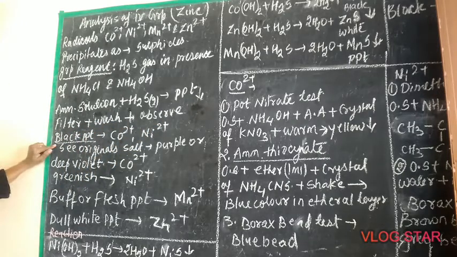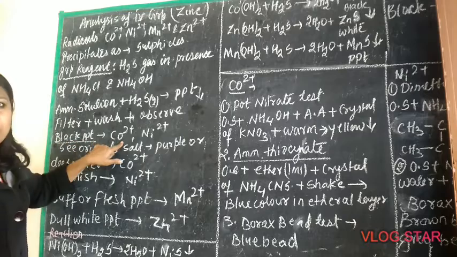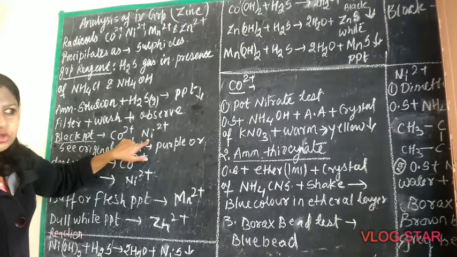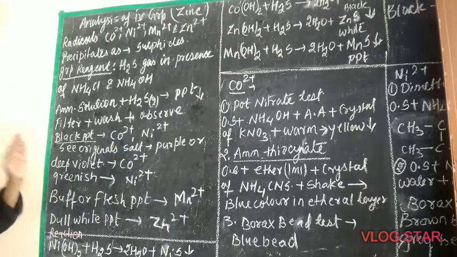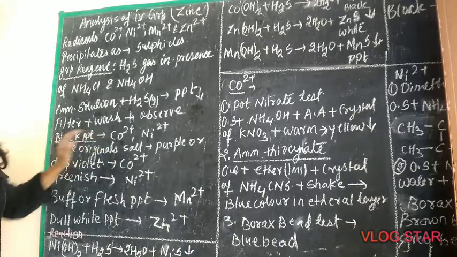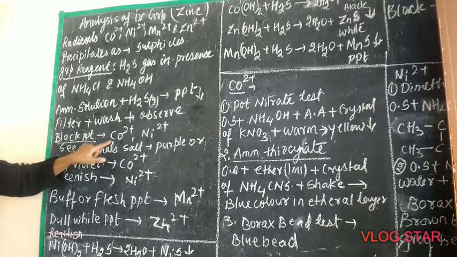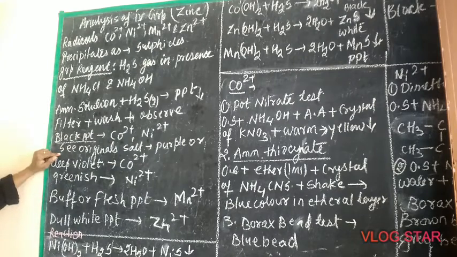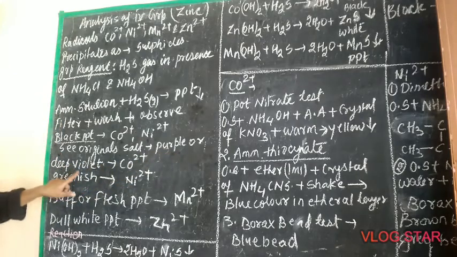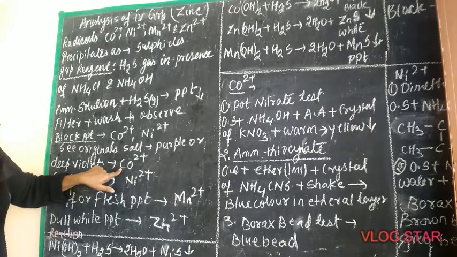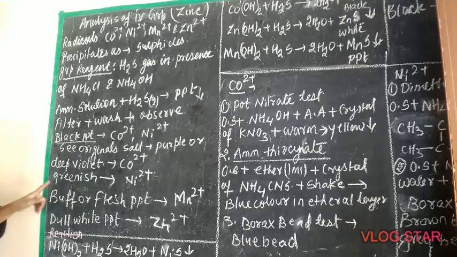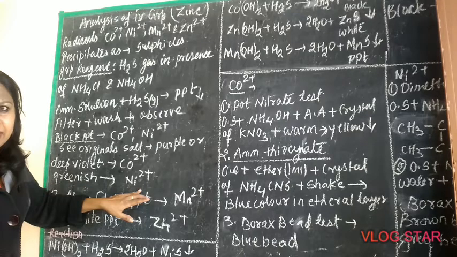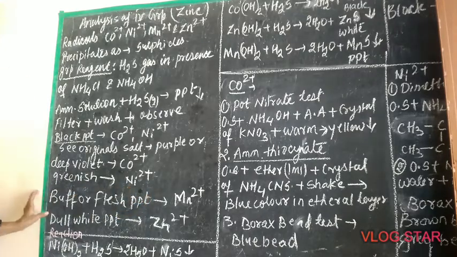If you get a black precipitate, then either cobalt 2+ or nickel 2+ is present. Now, once you get this black precipitate, either of them may be present. So you have to see the original salt, the powder that has been given to you. If it is purple or deep violet, then go for the test of cobalt 2+. And if it is greenish in color, then go for nickel 2+.